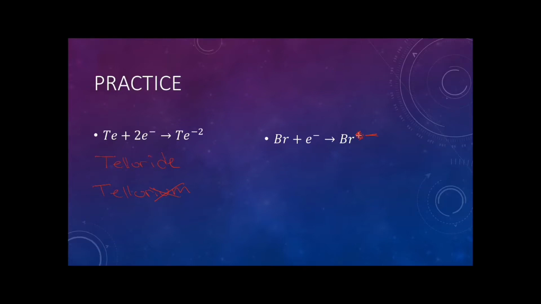The next example here is bromine, and we are turning it into a -1 ion by adding 1 electron. So this is going to go from being bromine, we're going to take off the INE, and we're going to change it to bromide.